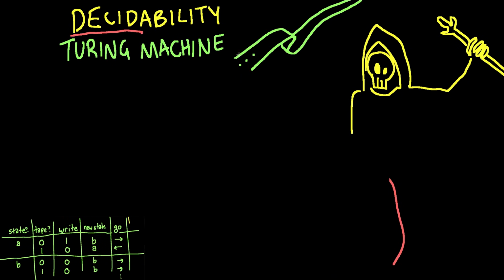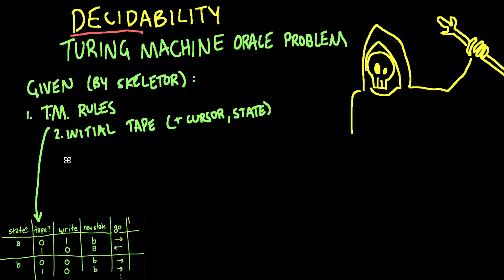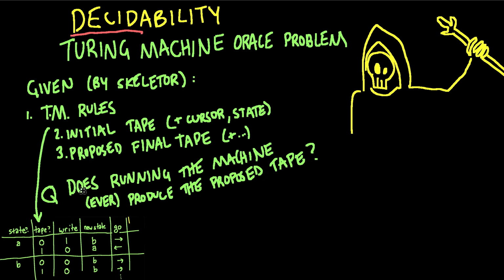I'll call this the Turing machine oracle problem because I'm going to give it a prediction of what I think the Turing machine might do. That's the final tape. And ask, is that right? So the statement of the problem is this. I'm given a Turing machine, which is described by these rules, and an initial tape, which includes the cursor's position and its state. And I'm also given a proposed final tape, which has also the cursor and state. And then the question that I'm being asked is, does running the machine, starting at that initial state and following the rules, ever produce the proposed final tape?